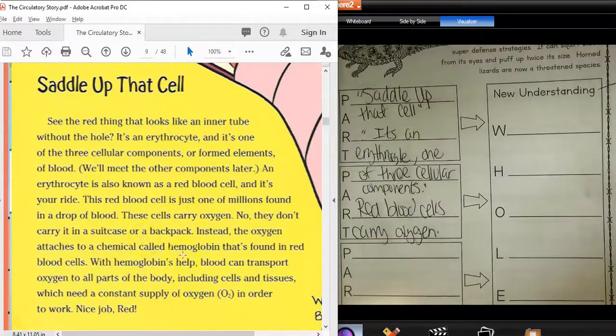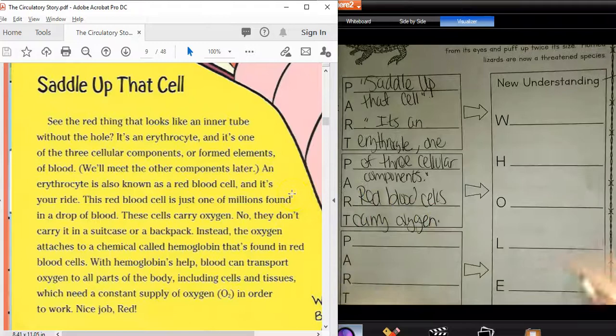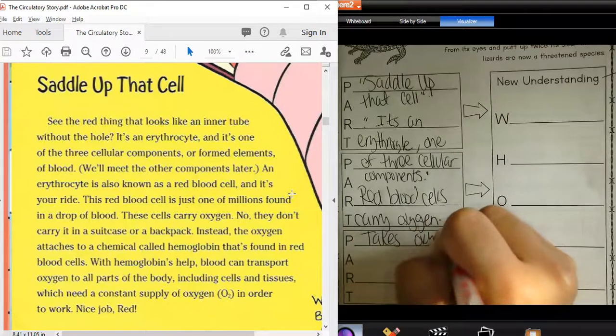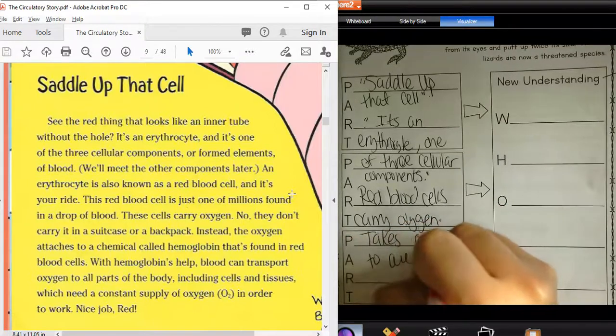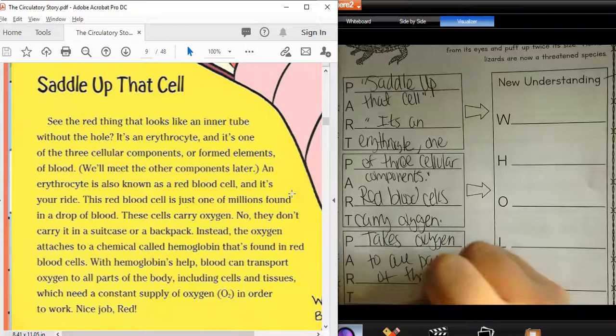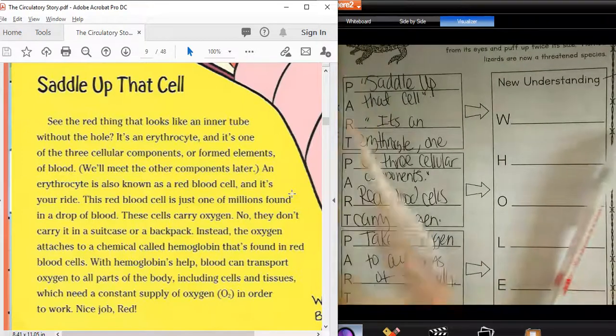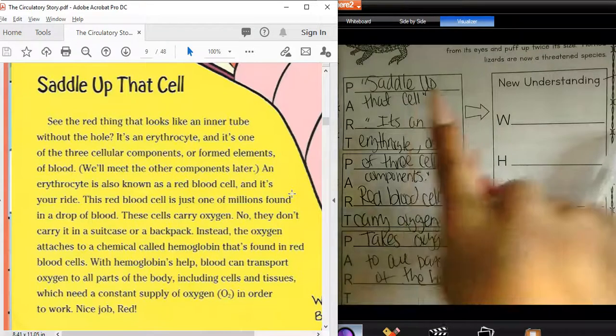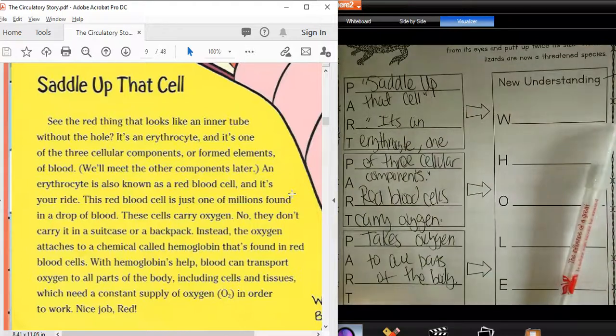Okay. What other thing did the author tell me the red blood cells do that's very important? Where do they take that oxygen to? To all parts of the body. Okay, let's write it here. So it takes oxygen to all parts of the body. So I'm going to go ahead and give you 30 seconds to copy that before we move on to the next slide, which says a new understanding. So 30 seconds.